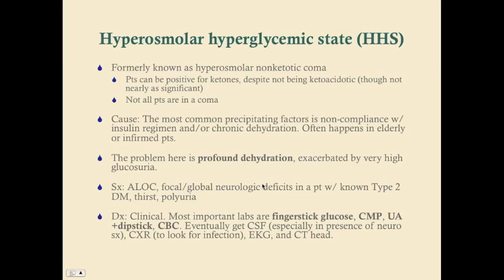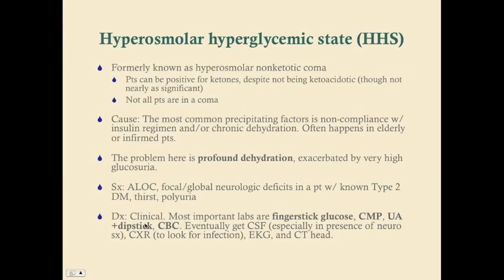The symptoms are going to be acute loss of consciousness, decreased level of awareness, focal or global neurologic deficits, usually global neurologic deficits. Sometimes you may see seizures, but a lot of times you're going to know that these patients have type 2 diabetes. Thirst can also be a symptom. It usually is, but if the patient is not aware, they might not relate that to you. And then polyuria. But if the patient is critically dehydrated, they may not have any urine. So look for focal and global neurologic deficits, acute loss of consciousness in a patient with known type 2 diabetes.